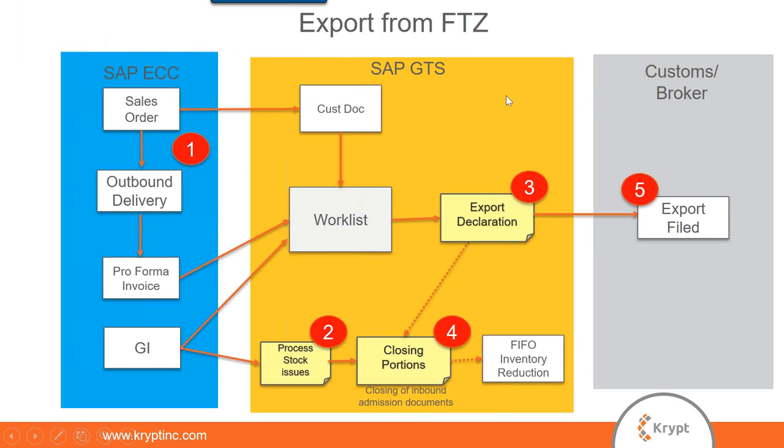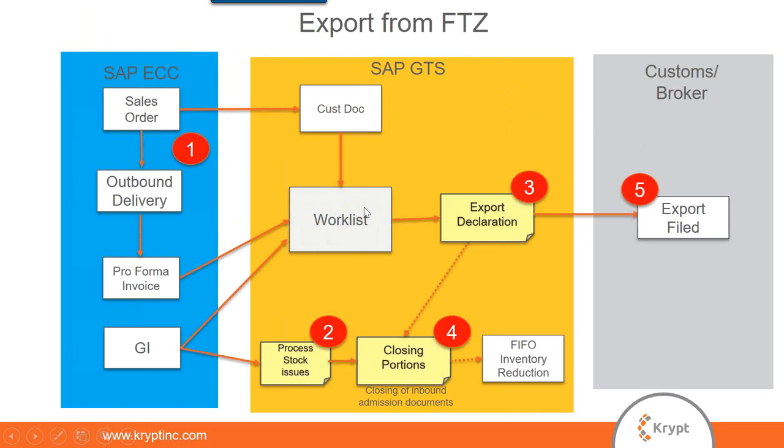So the first process is export. We're going to be taking goods in FTZ and have them leave the commerce of the United States. So again, the process is started in ECC with a sales order. That again creates a customs document where compliance procedures are performed on that, sanction party and embargo screening and so forth. Outbound delivery and a pro forma invoice is made for that export.